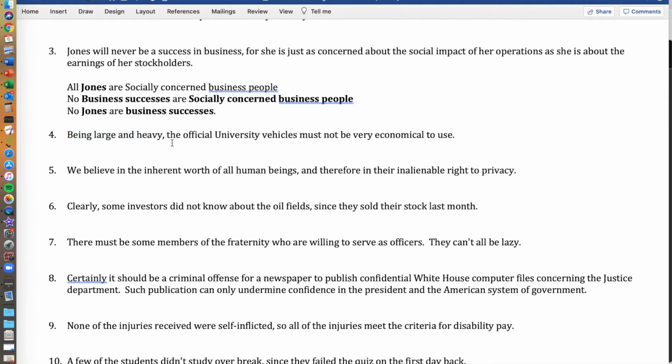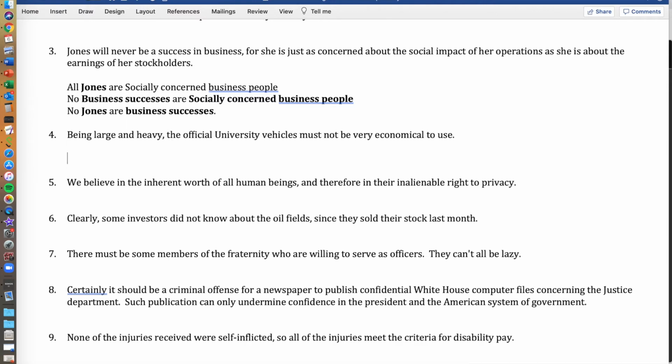So we want to translate those statements into standard logical form. We'll start with that evidence statement. So what's large and heavy? The university vehicles. It seems like we're talking about all of them and not just a few. So we'll make that a universal statement. All university vehicles are large and heavy.